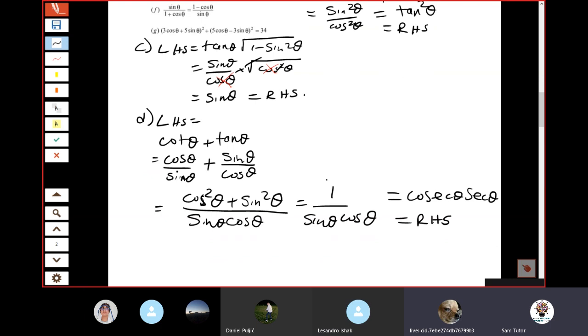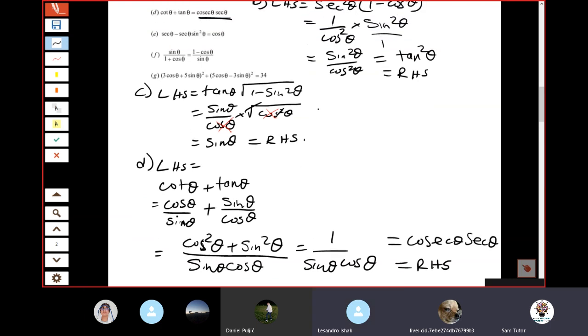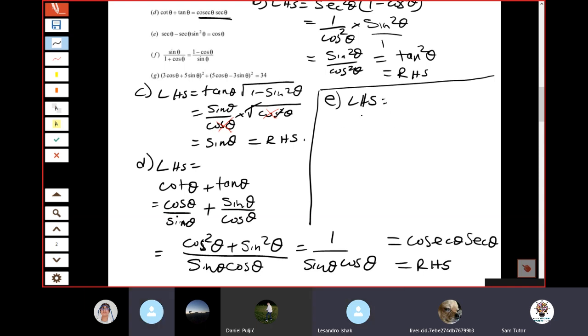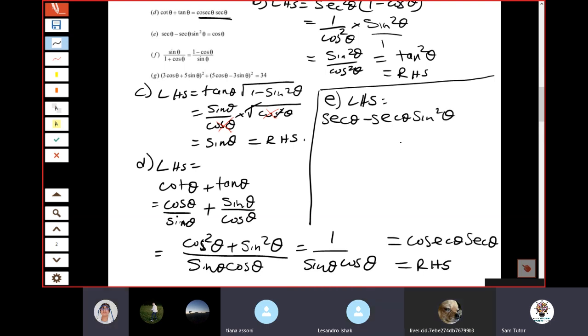All right, let's go with E. E, sec theta minus, okay, here we go. If we get into the LHS, all right, left hand side. Johnny, you want to try this together? Yeah. One sec. Sec theta. So left hand side. So what's the first thing you're going to do? Make it 1 over cos theta. No, not yet. Good idea, but not yet.